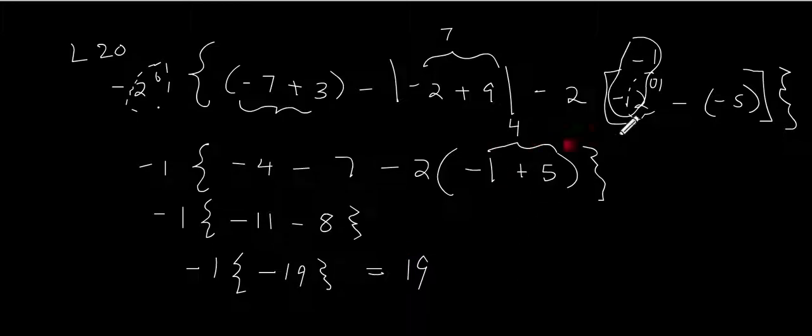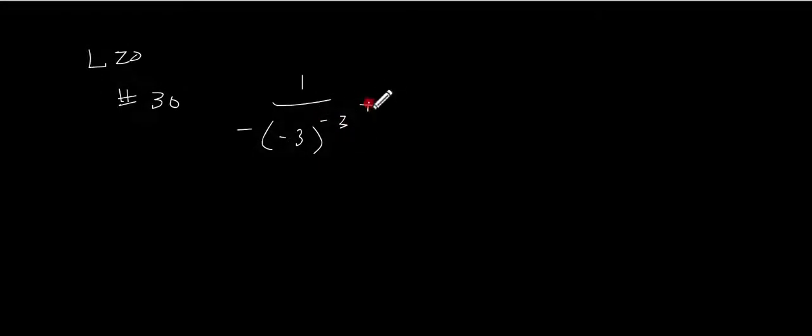Okay. And the last problem is a similar problem. It is number 30. It's just this kind of arithmetic-ish math. So this is lesson 20, number 30. So we get 1 over -3 to the -3 power. I can't see so good at night anymore. -3 to the -3 power.